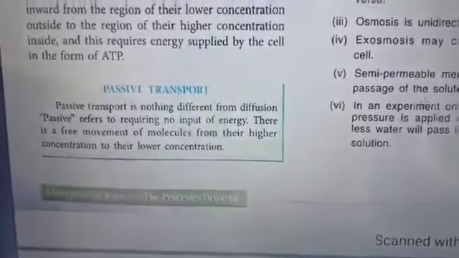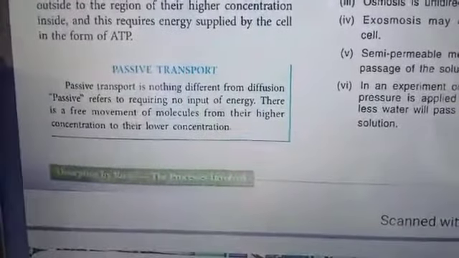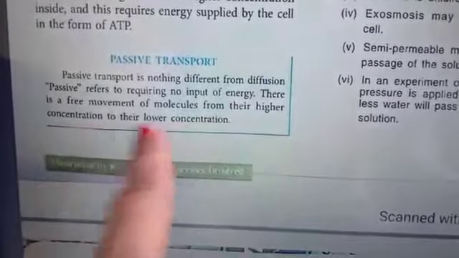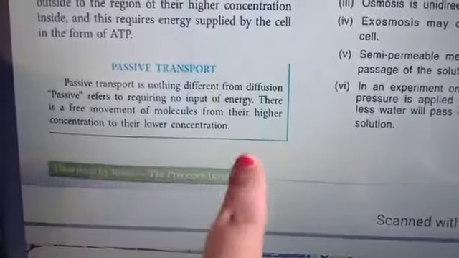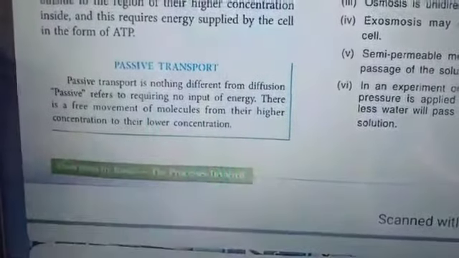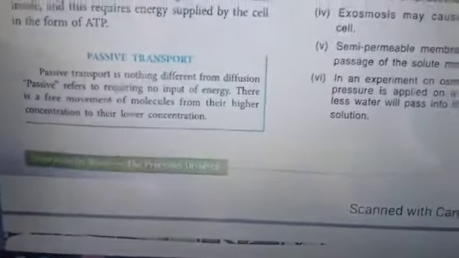Clear? Passive is the same as your diffusion. Over here, it moves from higher to lower. Nothing different from diffusion. It refers to no input of energy. There is free movement of molecules from their high concentration to lower concentration. It is the same.